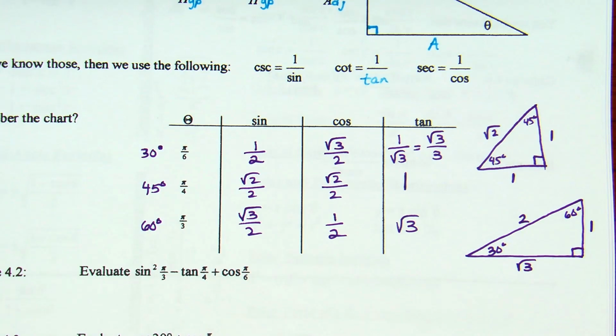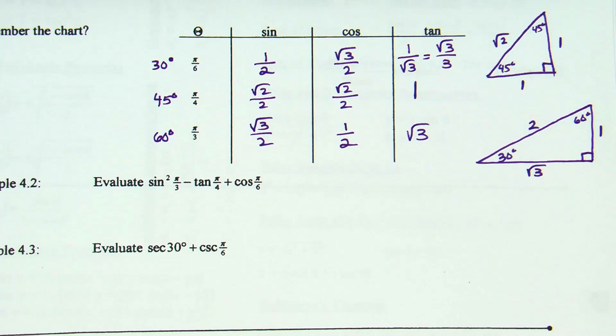Okay, some evaluate examples. Evaluate sine squared of pi over 3 minus the tangent of pi over 4 plus the cosine of pi over 6. Nice thing is we have the chart here, don't we? So, what is the sine of pi over 3? Square root of 3 over 2. And then we're going to have to square that. Okay? I'll do all the math here in a moment. Minus tangent of pi over 4.